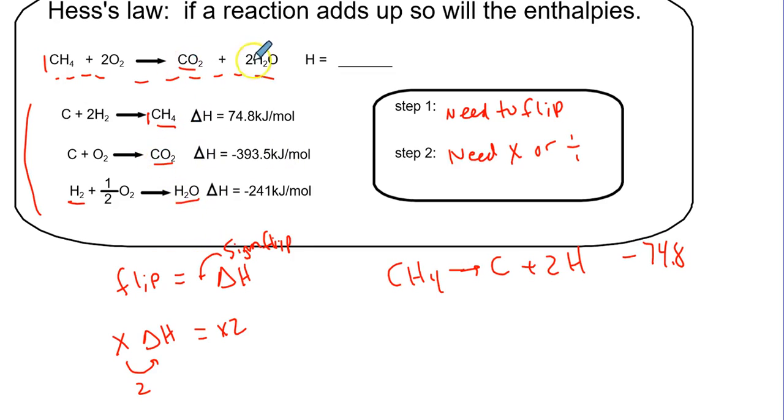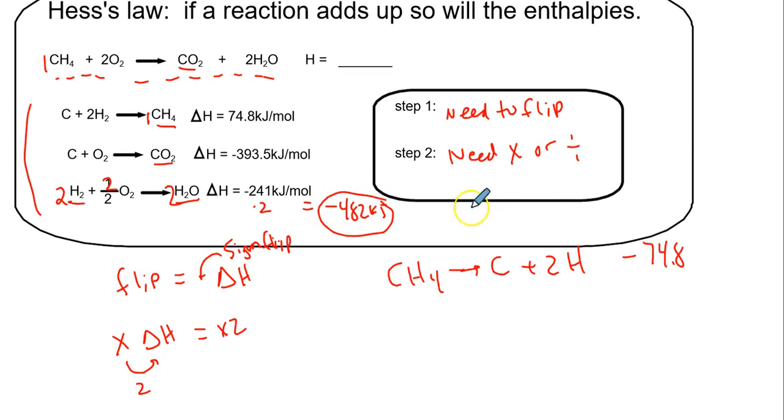And my water is 2, so I need 2 waters. So that means I've got to multiply this whole thing times 2. So this is how I do this. 2 halves is just 2. Alright, that's how I multiply that times 2. And then 2, and this gets multiplied times 2. And this is a negative 482 kilojoules.